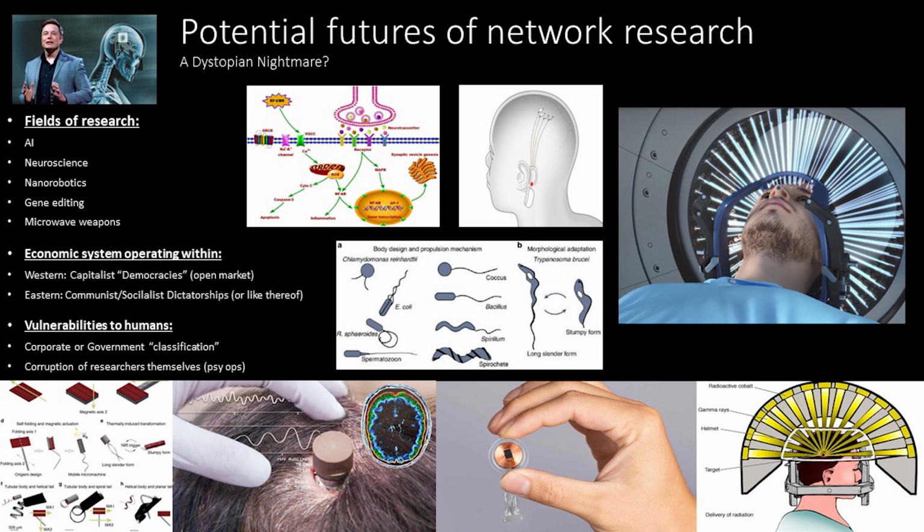The fields of research currently are AI, neuroscience, nanorobotics, gene editing, and microwave weapons. So those are some very, very powerful scientific tools there. So could those technologies be utilized for vicious means within the exploitation of the economic systems we're in? So in the Western world, it's mainly capitalist democracies with an open market, and in the East, it's communist socialist dictatorships or like thereof. Now, both systems here have weaknesses to be exploited, and that creates vulnerabilities to humans.